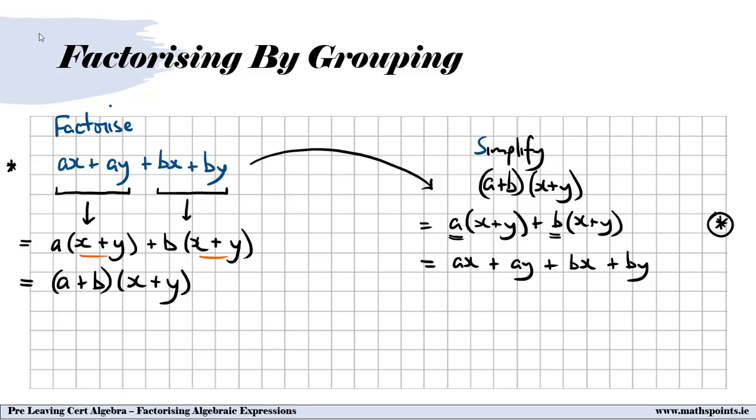Now what you'll notice with this example was it was in the perfect order for me to do this. When I factorized out my common letter, the brackets had exactly the same terms inside of them. This might not always be the case. So in our second example, we'll have an example of factorization by grouping where we first need to rearrange the order of the terms in the expression. So let's have a look at that one.